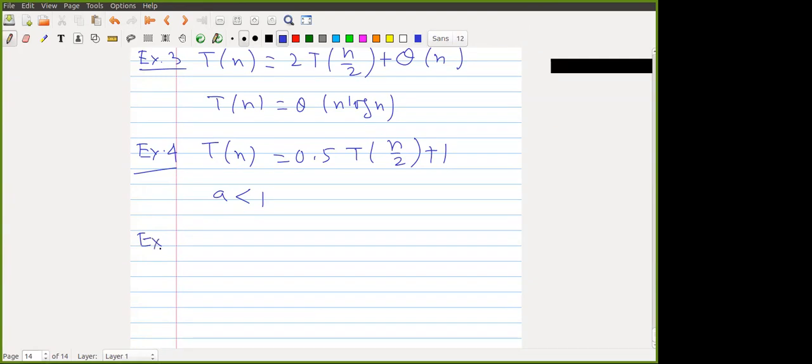So for example, example 5. Let's put it this way. Maybe T(n) is like 5T(n/2) minus n square log n or something, right? So this doesn't hold, right? The whole point is that although master theorem is a very useful tool for initially guessing what would be the solution, right?